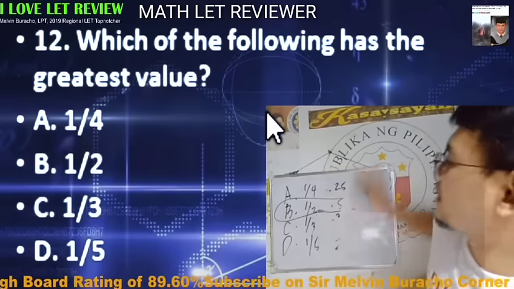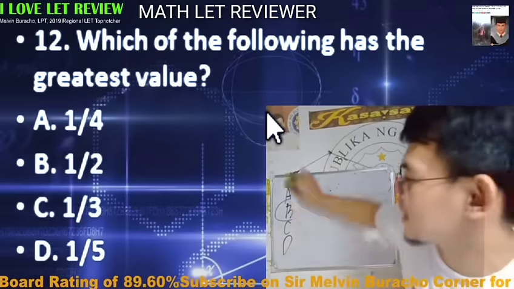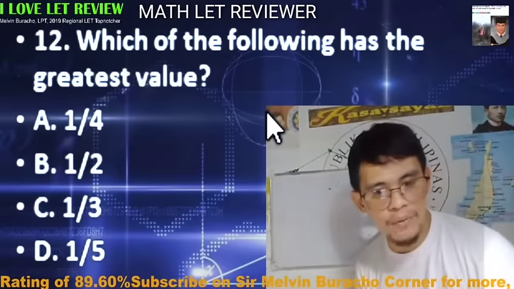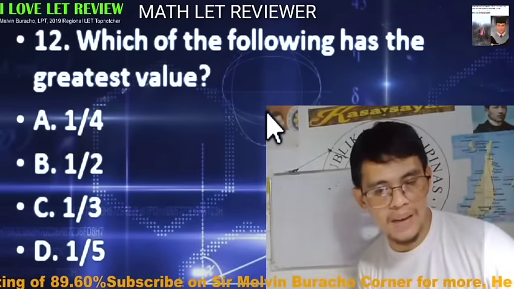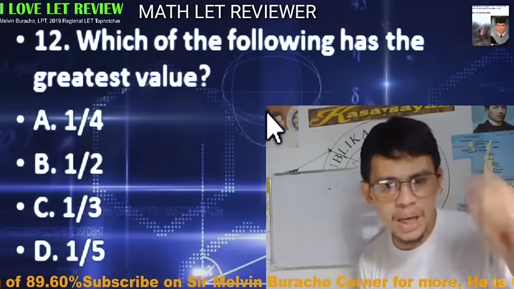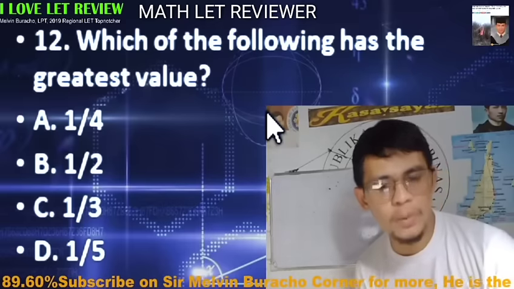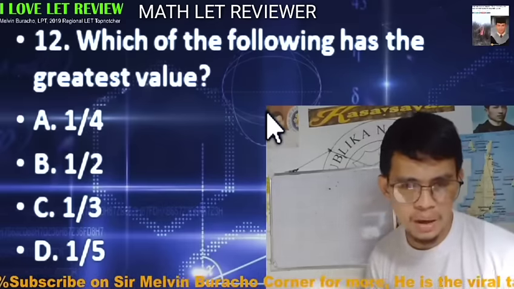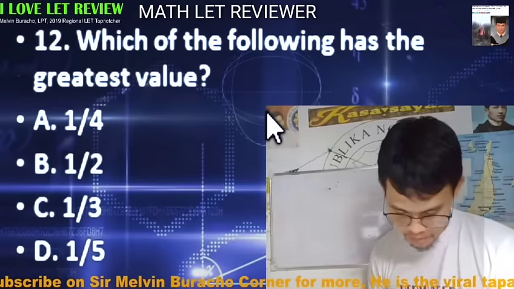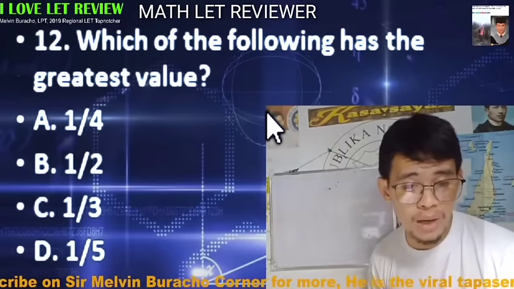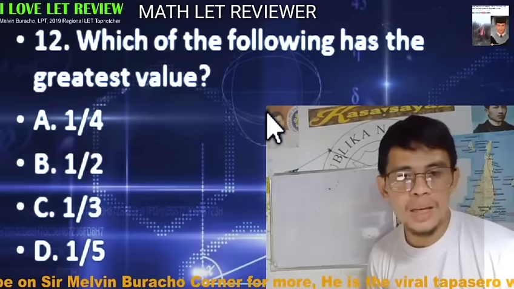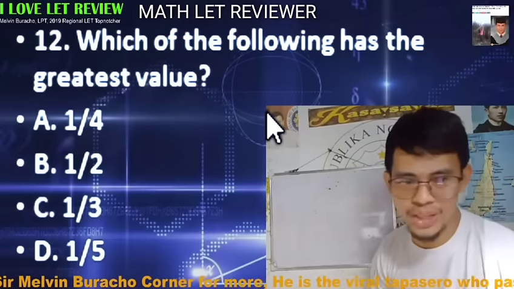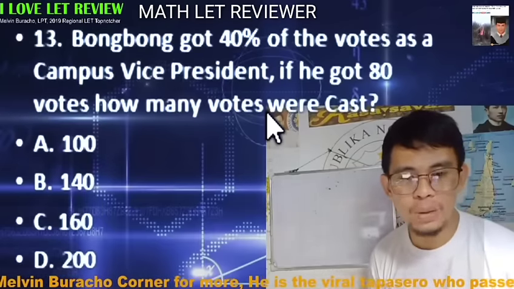Yes. Number 13, si Bongbong na nagprotesta at natalo pa rin. Number 13, Bongbong got 40% of the votes as a campus vice president. If he got 80 votes, how many votes were casted, no? So, paano ba ito sasagutin? Number 13, again, may election daw. Si Bongbong tumakbo ng vice presidente. If he got 80 votes, how many votes were casted? So, yung 80 na yon is just 40% of the total number of votes.